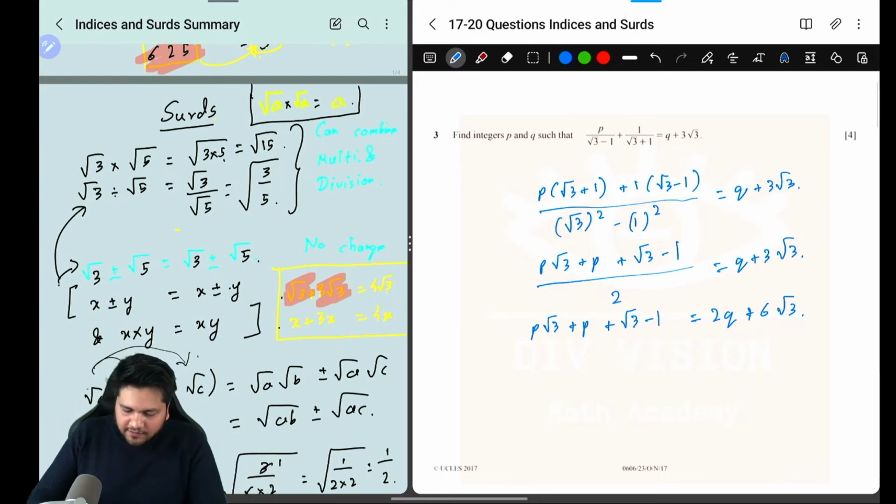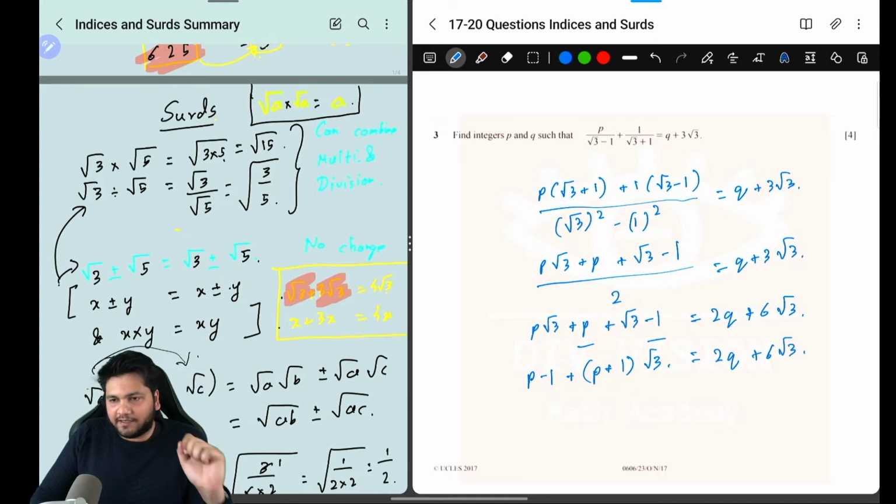So in short, if I have a plus b root 3 equal to c plus d root 3, then that means a is equal to c and b is equal to d. Similarly, we'll distribute and keep the integers together. So p minus 1 at the end is going to be an integer, plus p plus 1 root 3. I just took root 3 common. This is nothing but 2q, again an integer part, plus 6 root 3, which is the third part.